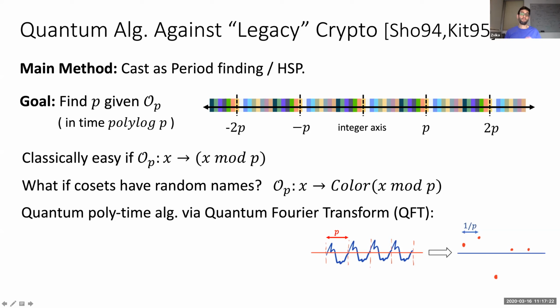And if you do this a couple of times and you get a few multiples of 1 over P, then you should be able to recover 1 over P and then recover P itself. And this is how these algorithms work. And of course, I'm omitting a lot of details. For example, a periodic function is necessarily infinite, whereas the quantum states that we can efficiently represent are necessarily finite. So we have to take that into account.